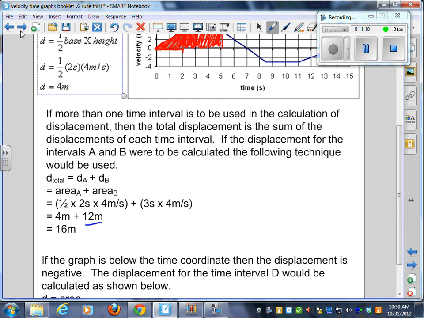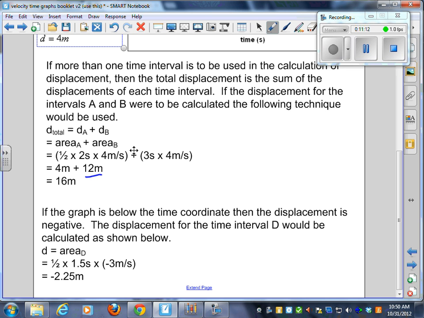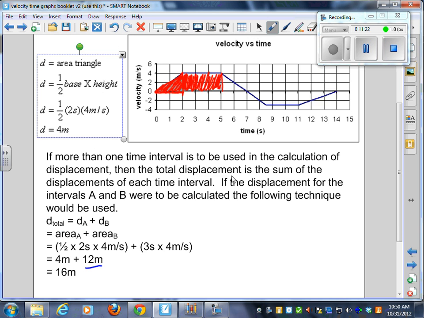Okay, now what about below? What if it's below the graph? Well, then that displacement is negative, right? For example, time interval D. This is C. Now, this one is super important because I see this all the time. I want you to shade this in. Do it on yours. This one is D, okay? When you're below the graph, you color between the line and the axis.